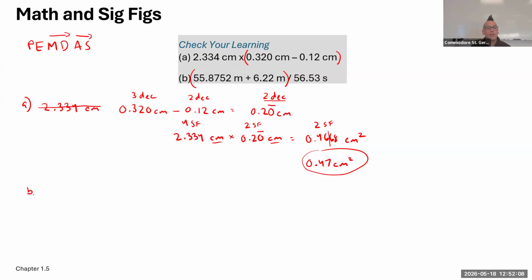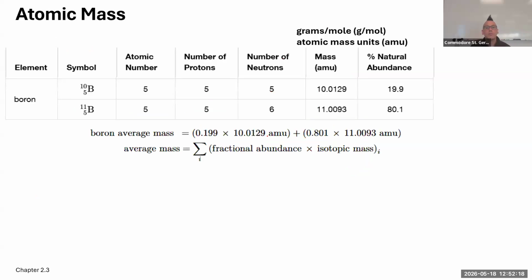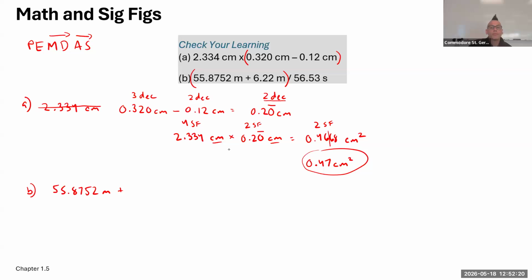All right, let's do the other one here. Let's do B, parentheses first, 5.8752 meters. Addition, subtraction. Remember, that's going to be least amount of decimals, but let's add that together first.